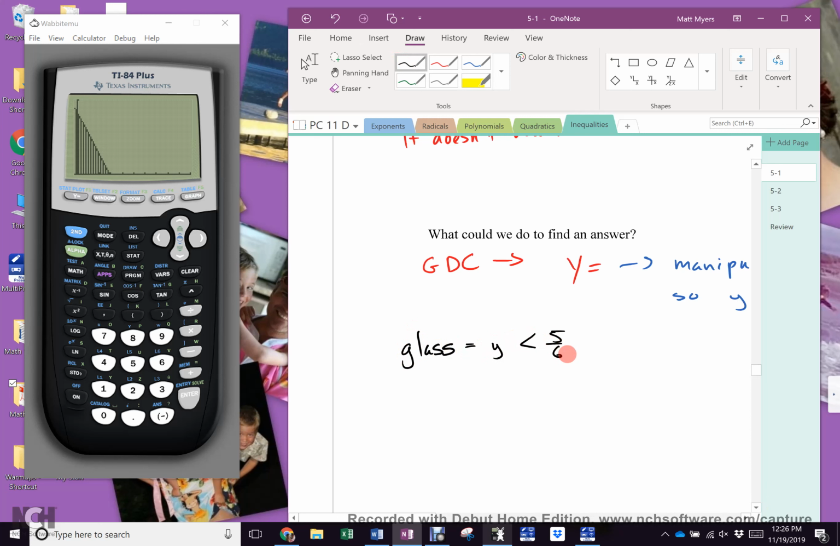So where do my answers live for glass? What's the lowest amount I can buy? But I can't actually buy 0, so I write 0 has to be less than the glass that we buy, which has to be less than 5/6, even though it's a solid line. Does everybody understand? Because I have to buy a combo, right?